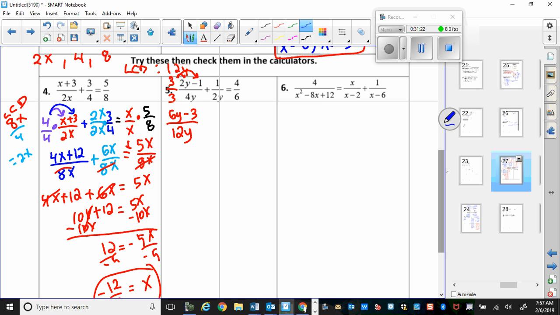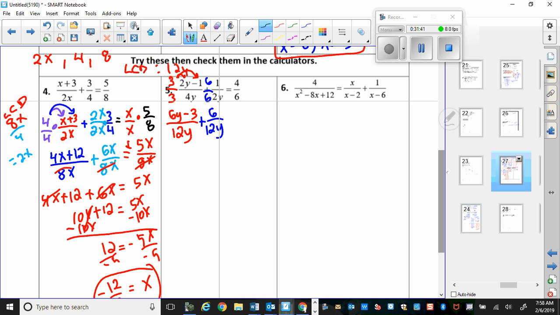For the next one, my goal is to get to 12y. So 12 divided by 2 is 6. Y divided by y is nothing. So I'm multiplying 6 over 6 here. So plus 6 times 1 is 6. 6 times 2 is 12. And the y just comes down.